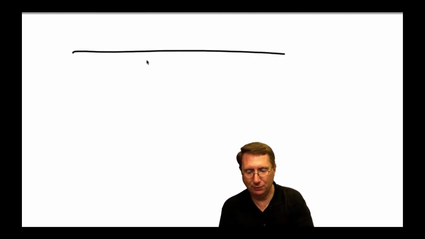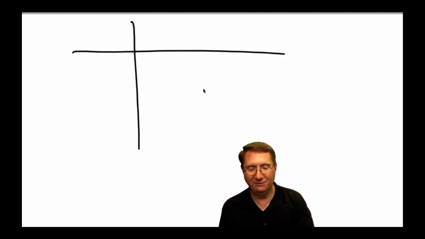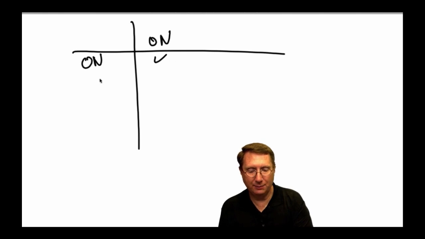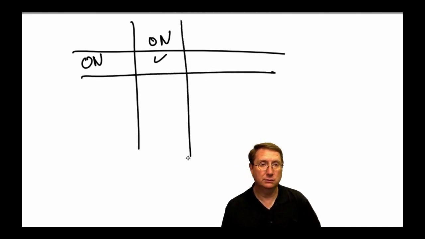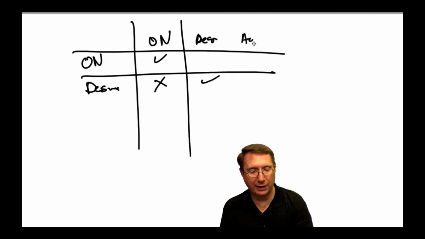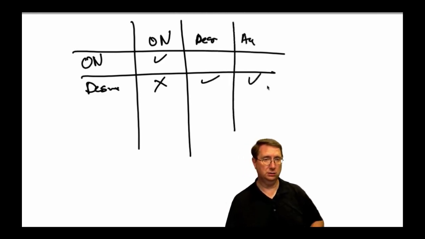So if we were to look at this from the point of view of just putting it into a table, what we'll end up having here is our modes. My first mode would be on and on, which means I'm going to be able to form a trunk. If I have desirable and on, I'm not going to form a trunk. If I have desirable and desirable, I am going to form a trunk. If I have desirable and auto, I'm going to form a trunk.